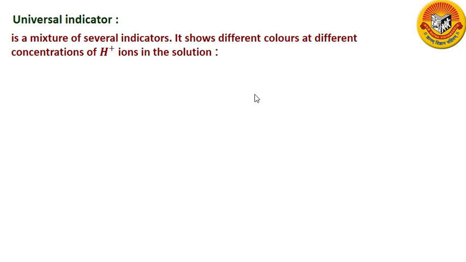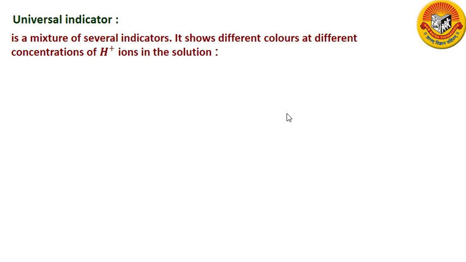We can, however, measure the strength of an acid solution or a base solution by using a special type of indicator called the universal indicator. A universal indicator is a mixture of several indicators. It shows different colors at different concentrations of H+ ion in the solution. So by different colors we have an idea about its strength, whether it is a strong acid or weak acid, or a strong base or a weak base.